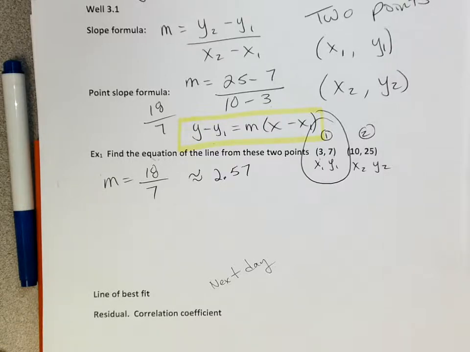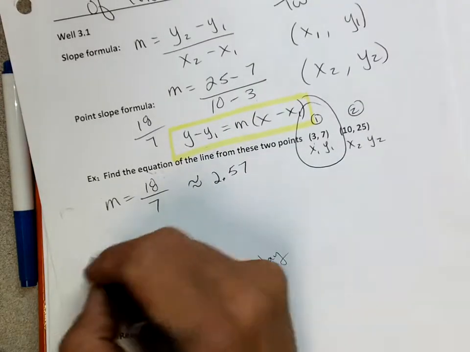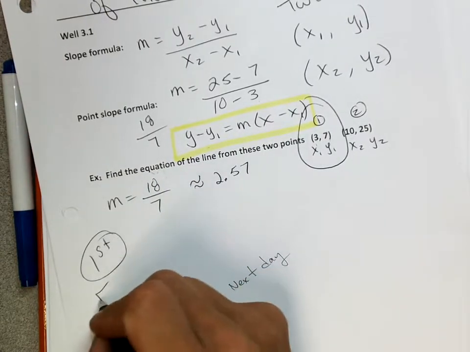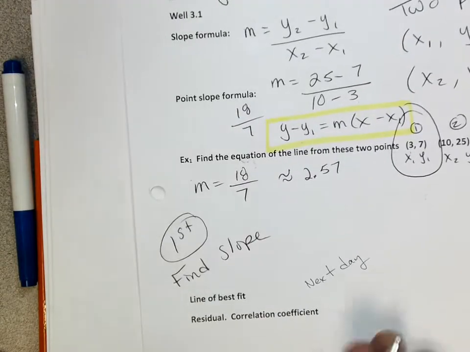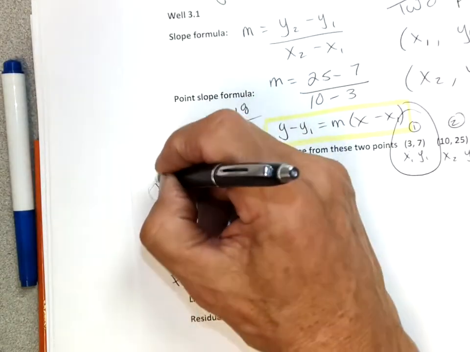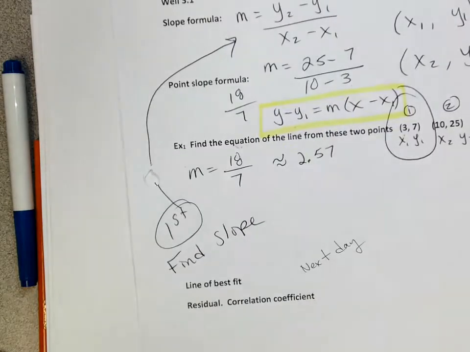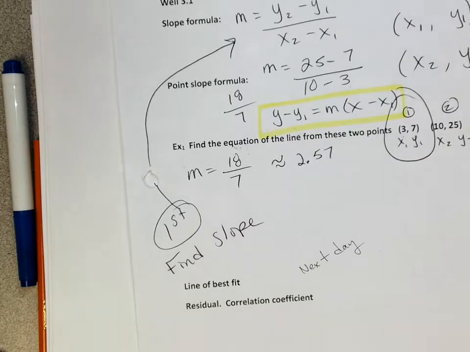So, let's use this formula. Right off the bat, find the equation of the line from these 2 points. First of all, we need the m, the slope. So, first, write this down: find slope. How do you find slope? We already found the slope. We got 18/7 or about 2.57. So step one, when you want to find the equation of a line, find the slope because we need the m. We did that.